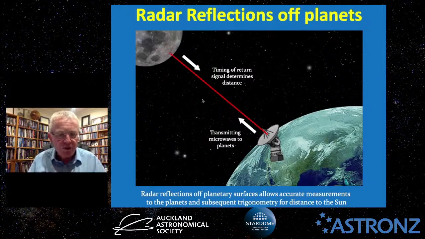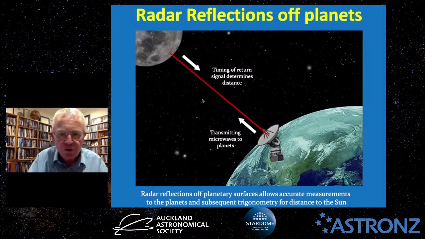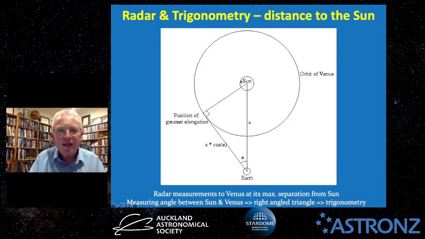But here's something interesting. You might say, well, how do they measure the distance to the sun? Well, they use radar reflections to the planets with a bit of your fifth form trigonometry. And here it is here. Okay, here's the sun, here's the Earth. You wait until you see Venus at its maximum separation from the sun, from our perspective.